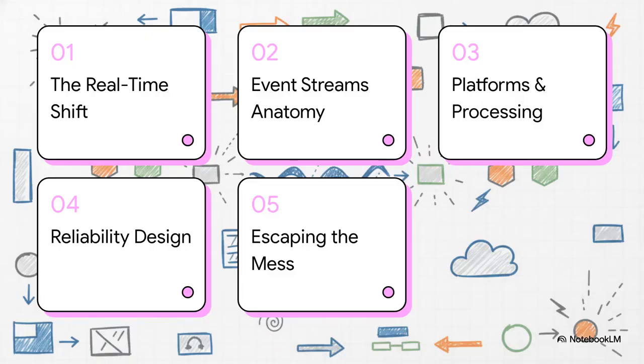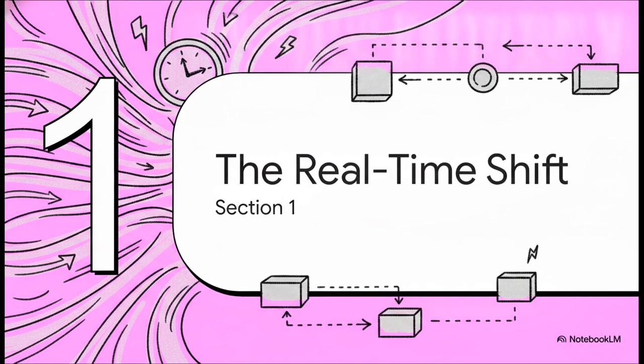Okay, let's dive into this. Here is our roadmap for today to deconstruct both the high-level theory and the low-level practicalities of this architecture. First, we'll look at the real-time shift. Then, the anatomy of event streams. Third, platforms and processing. Fourth, designing for reliability. And finally, number 5, escaping the distributed mess. All right, starting things off with Section 1, the real-time shift.